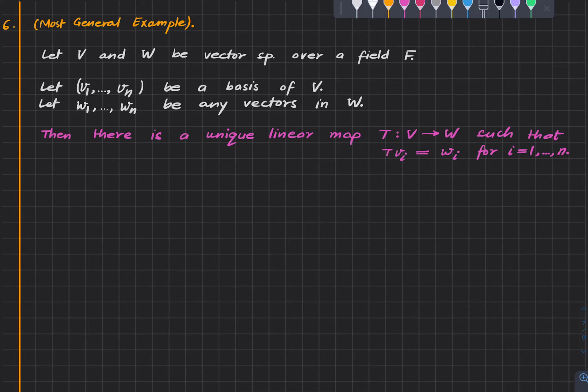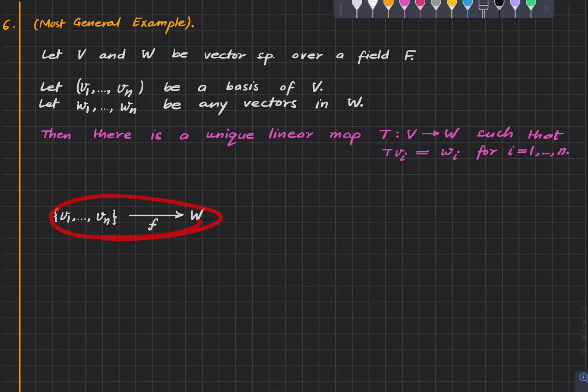Okay. So another way to say this thing in a diagrammatic fashion is, suppose we choose a map from, choose any map from this set to that set, where of course this set is consisting of the basis vectors.